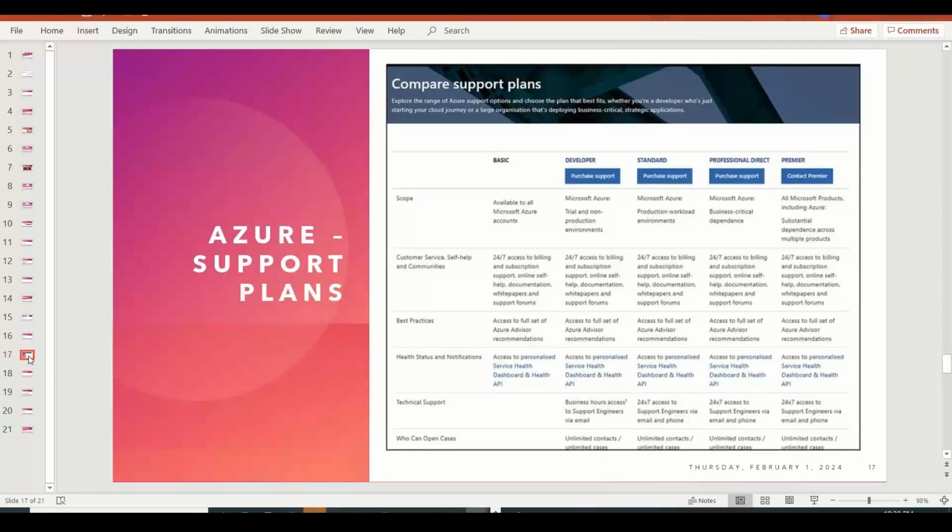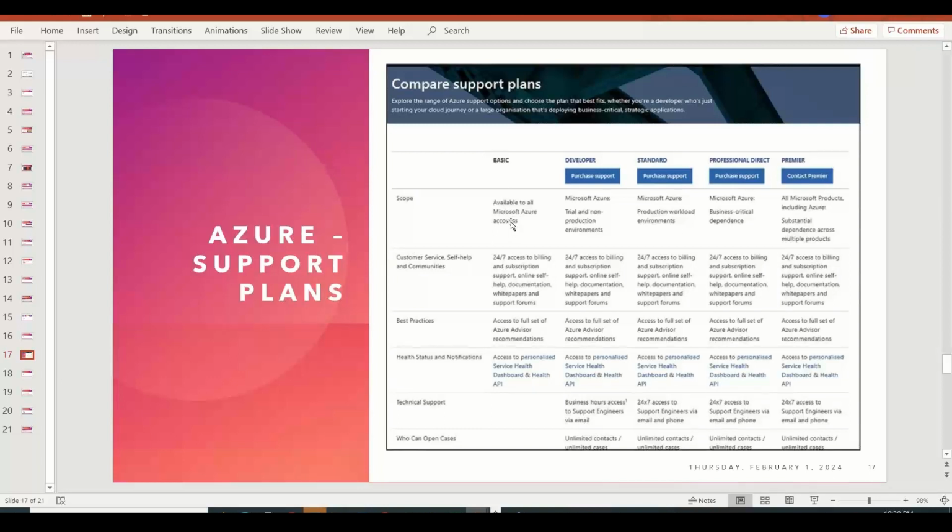You need to understand the different support plans we have whenever we are running workloads on the Azure platform. We need to choose the right support plan for the workloads that we are running. If you are running some development workload or trial non-production workload, then we will go for Developer. In all the plans, we have 24/7 access to billing, subscription support, online self-help, and all those things. But in Basic, you cannot raise a technical support case. The reason is that Basic is mainly for practicing on the free tier and for POCs.